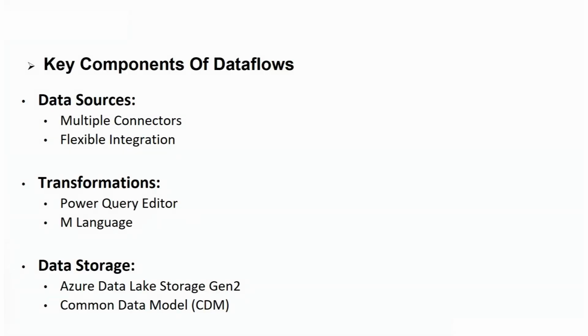Now, what are the key components of data flows? The first one is data sources. It has multiple connectors where data flows can connect to a wide range of data sources, including databases, cloud services, web APIs, and files. Also, it has flexible integration, where you can seamlessly integrate with on-premises and cloud-based data sources.